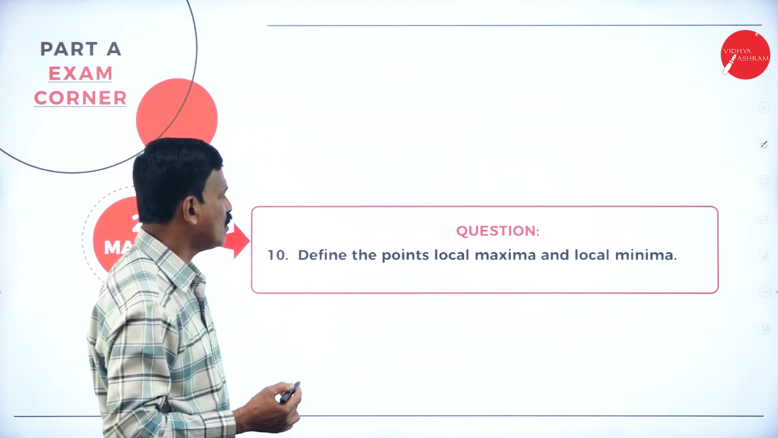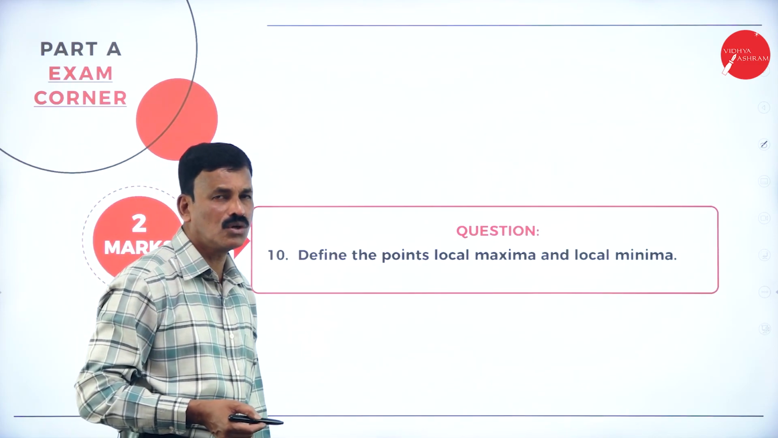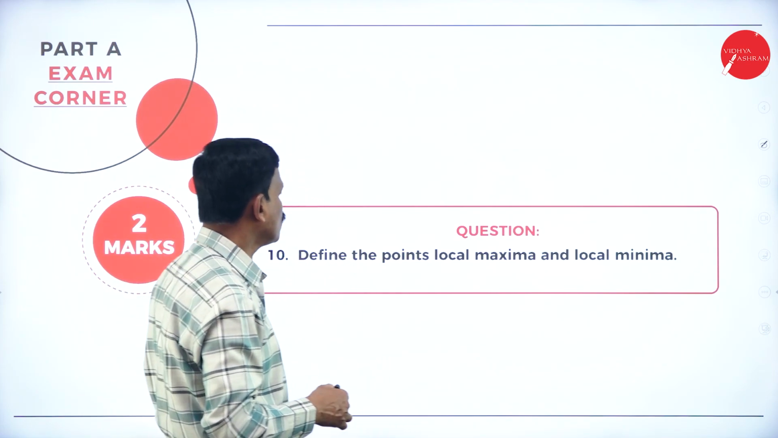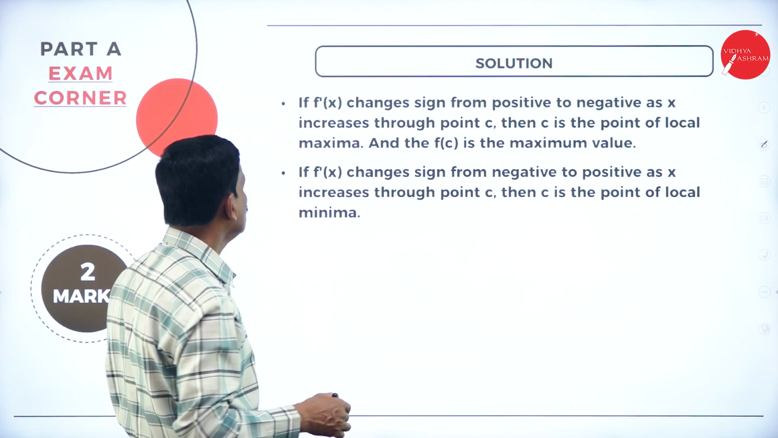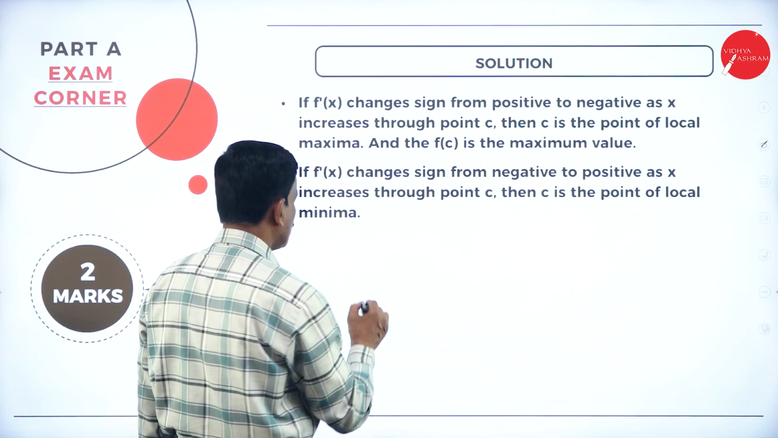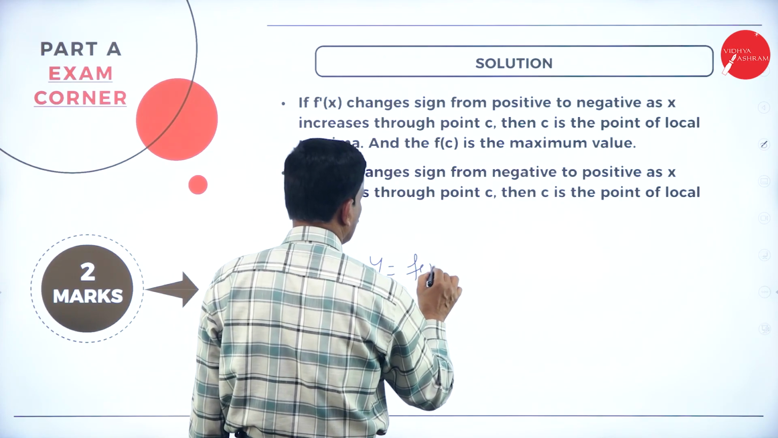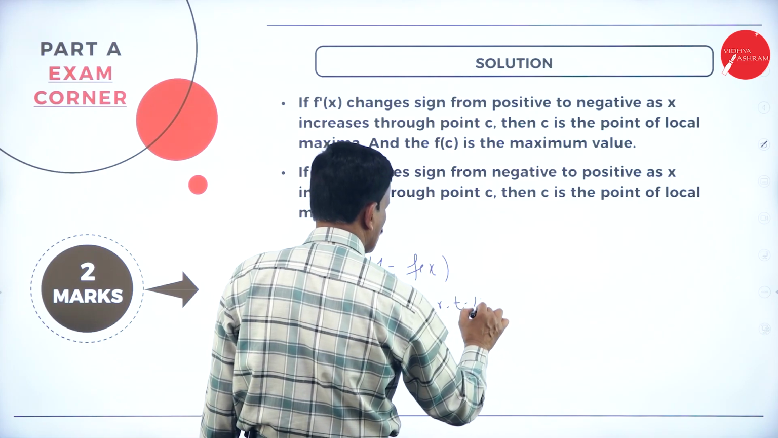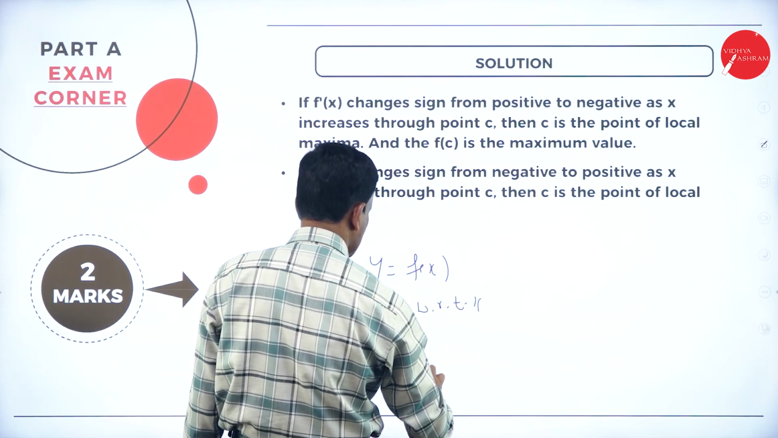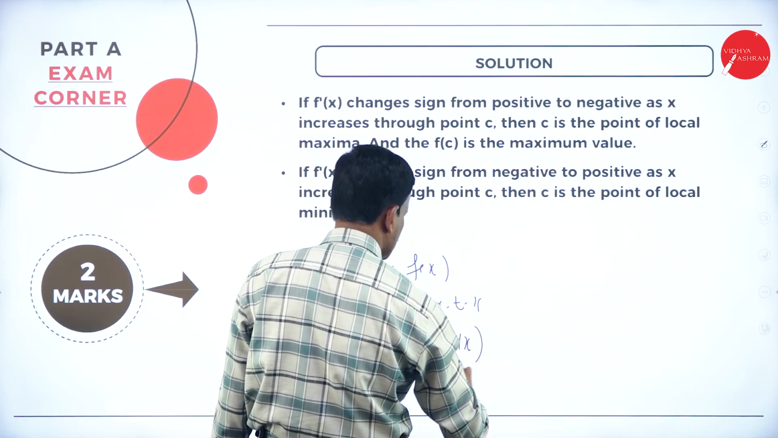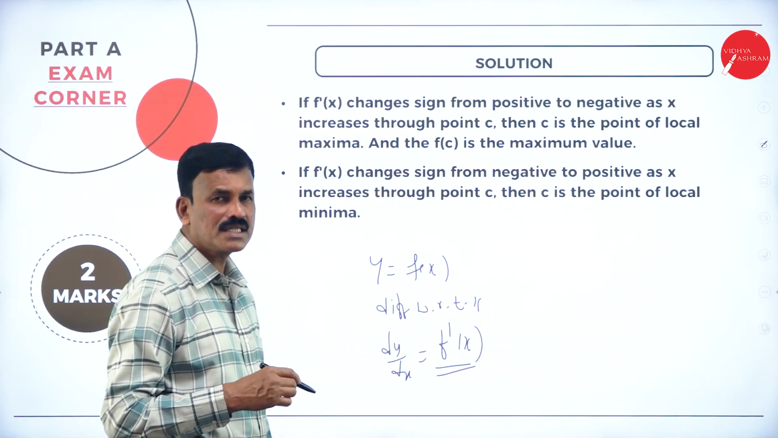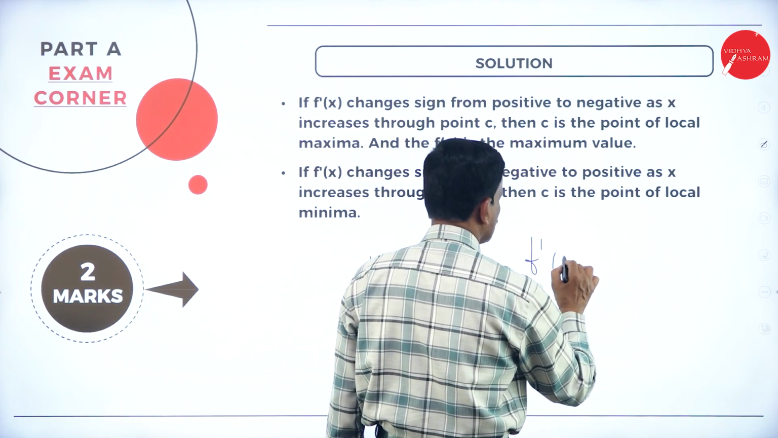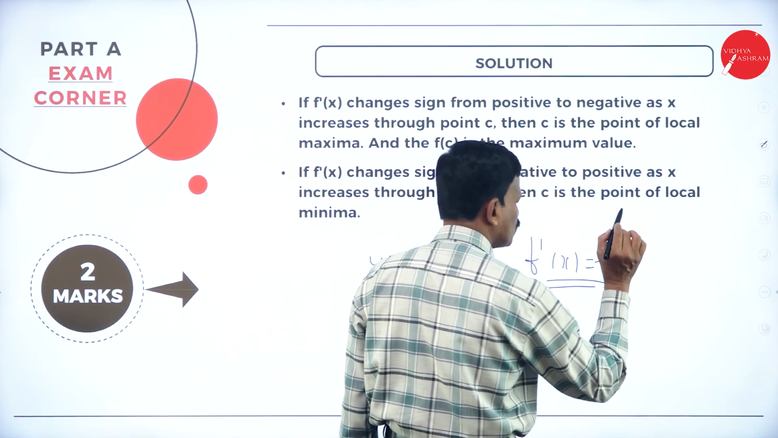Define the points of local maxima and local minima. So, this is one of the applications of derivatives. Define local maxima and local minima. Now, if f of x is a function, suppose y is equal to f of x is a function, differentiate this with respect to x. What will you get? dy by dx is nothing but f dash of x. So, for the function to be maxima or minima, f dash of x is equal to 0. If f dash of x is equal to 0, the function is said to be maxima or minima.